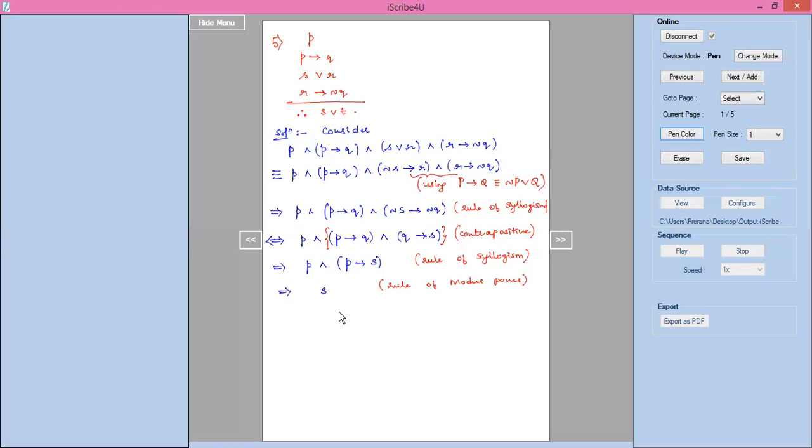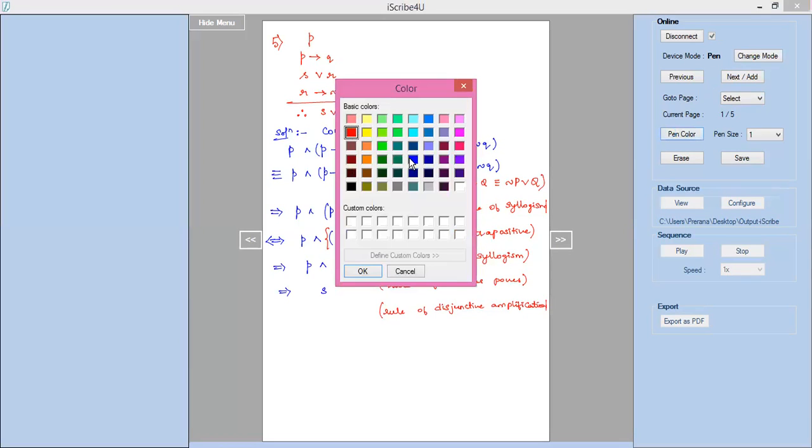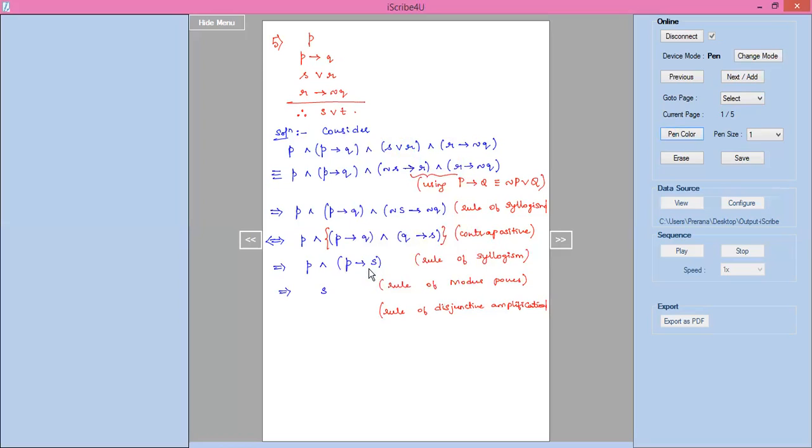But S is not our conclusion. Our conclusion is S or T. So can we say S implies S or T? We can say so because we are applying the rule of disjunctive amplification. By applying the rule of disjunctive amplification, we can arrive at S as S or T.